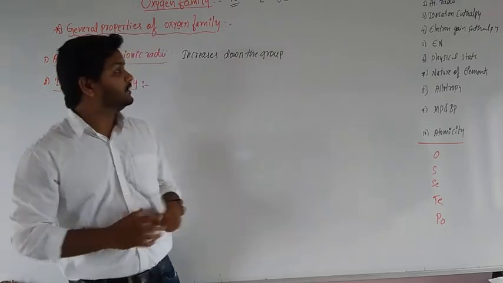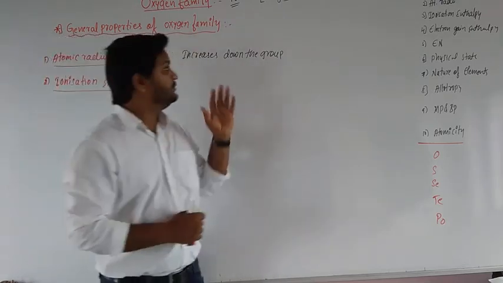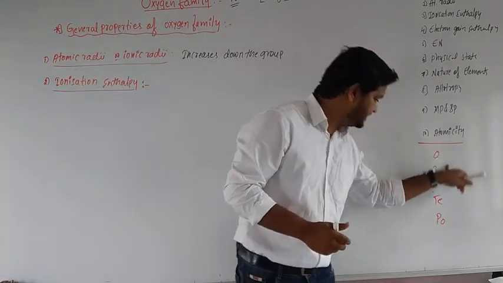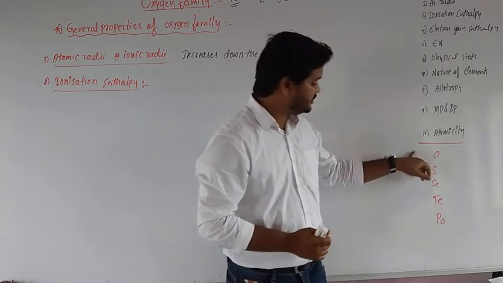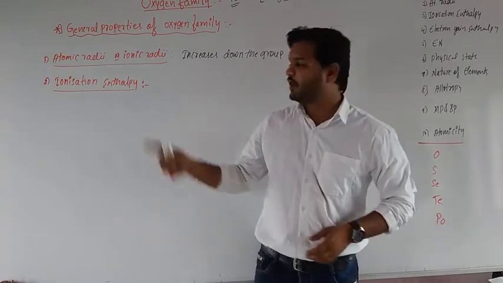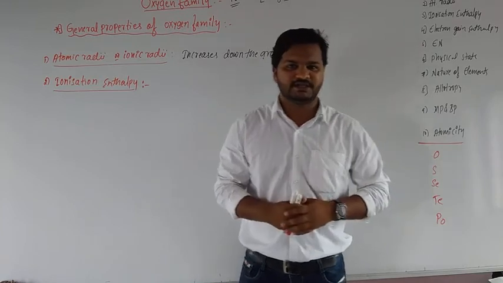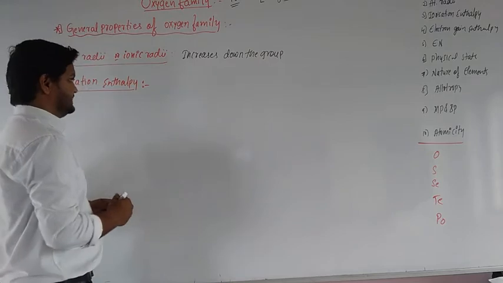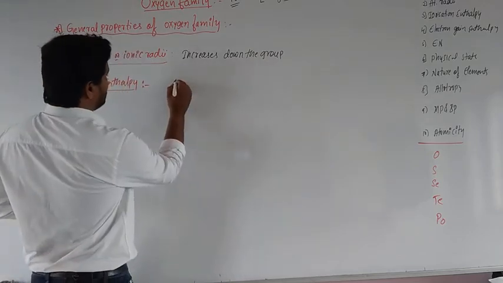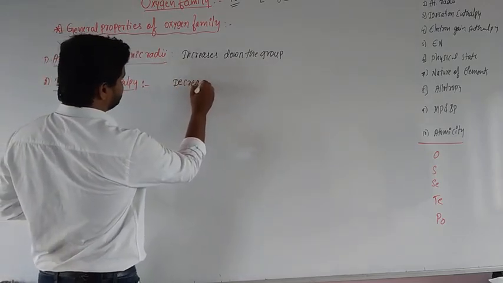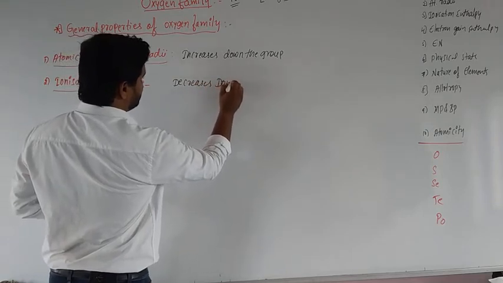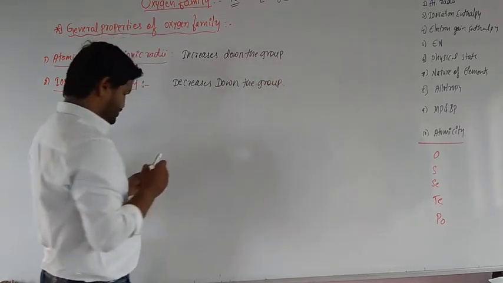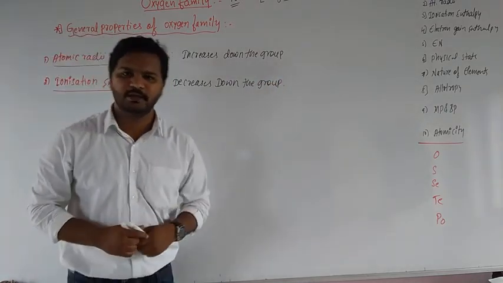Now, in the oxygen family, ionization energy decreases down the group. From oxygen to polonium, ionization enthalpy decreases because of the increase in size. Ionization energy is inversely proportional to atomic size.